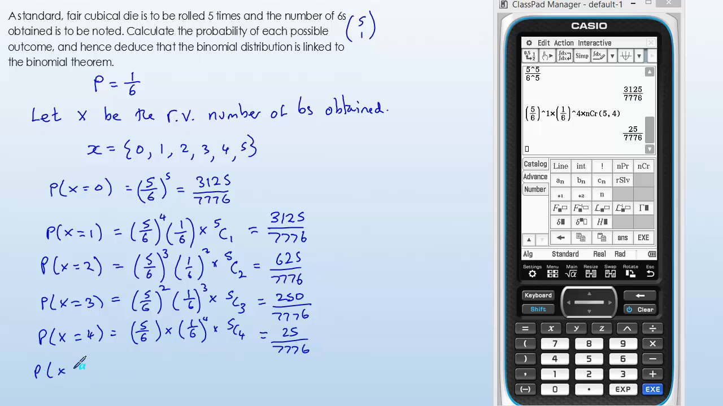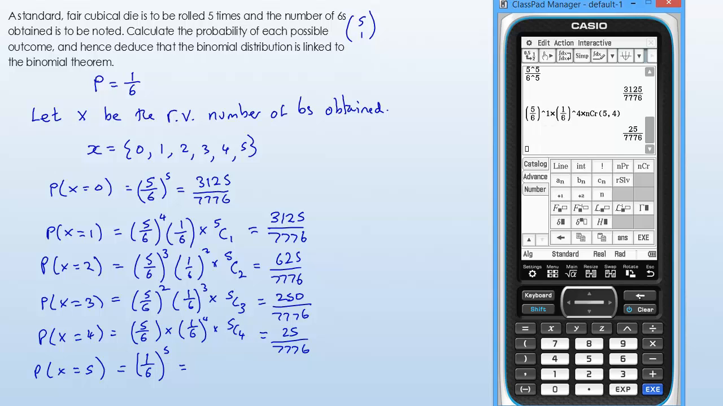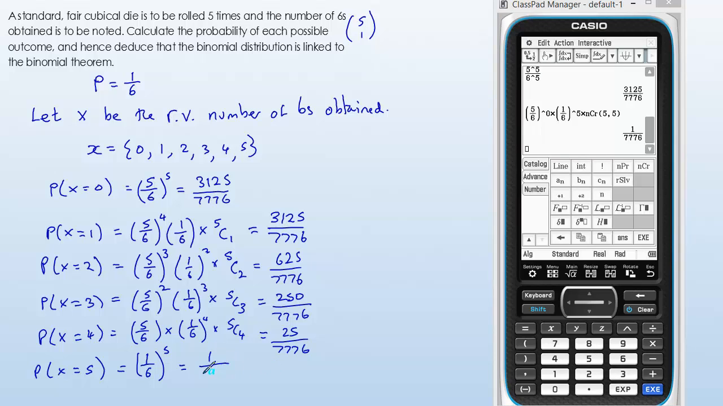And finally, for x is 5, well, we know that's just going to be 1/6 to the power 5. We have to have 5 successes. And clearly the other things could have been there. 5C5 and 5/6 to the power 0 could have been there. So that's what I'll actually do on the calculator, save changing too many things. Let's make that one a 5. Make this one a 5. 5C5 is just 1, obviously. And there we go, that's 1 over 7776. And if we added all these up, we should get 1.